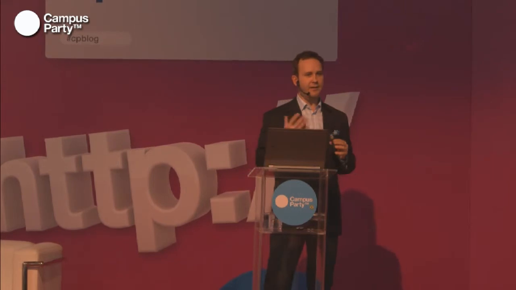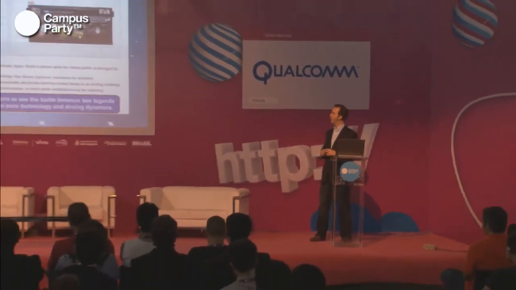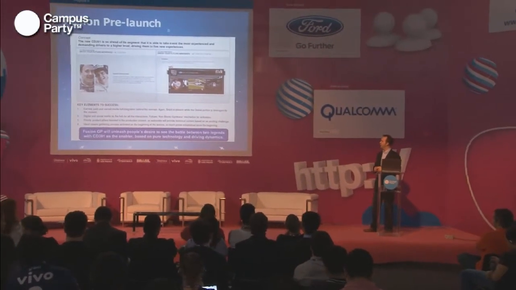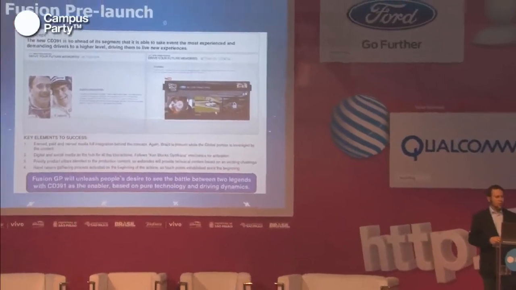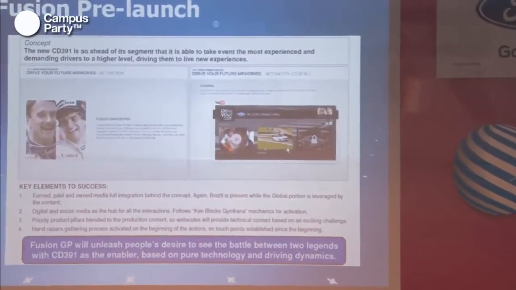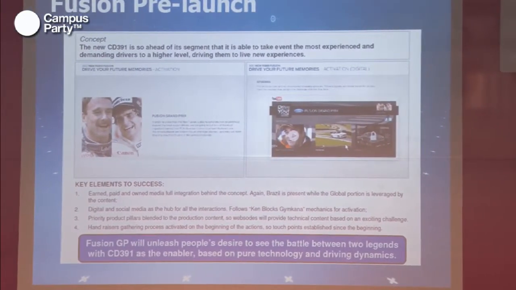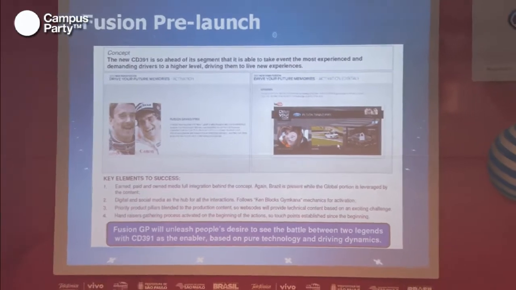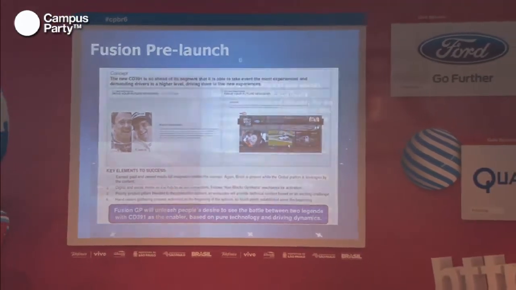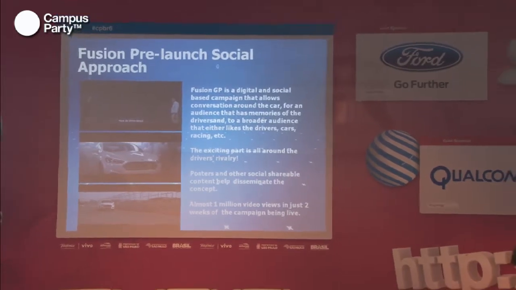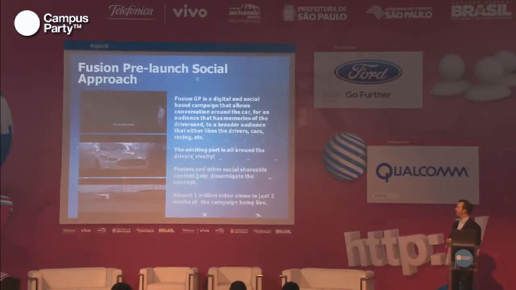So I've been giving you a number of United States examples. I'd like to give you a great example from here in Brazil, if I could. The Ford Fusion is launching here in Brazil. Of course, you saw it outside. But we knew that we needed to go beyond a traditional old media style campaign. And for our message to have any credibility, we needed to get earned, owned, and paid media working together once again. So what we did is we put together the Fusion Grand Prix or Fusion GP video.